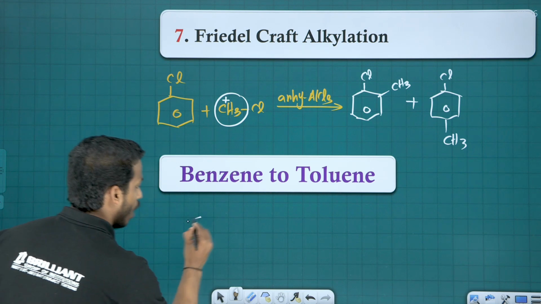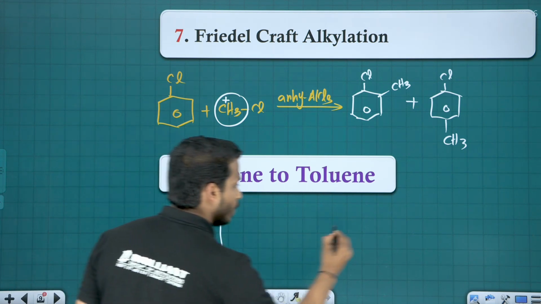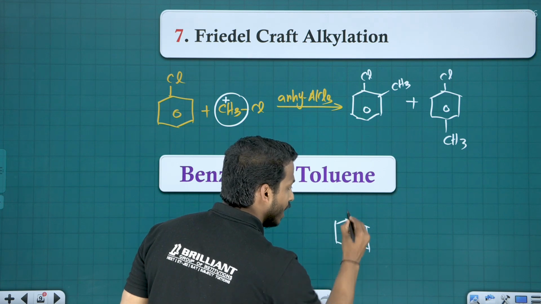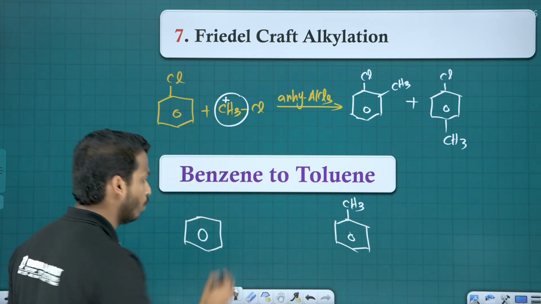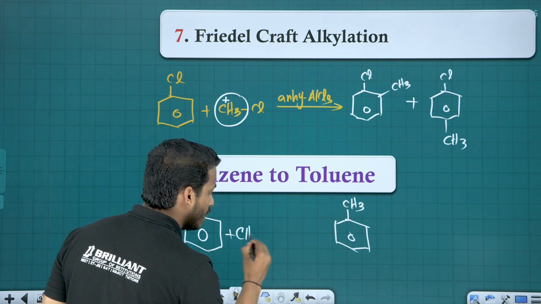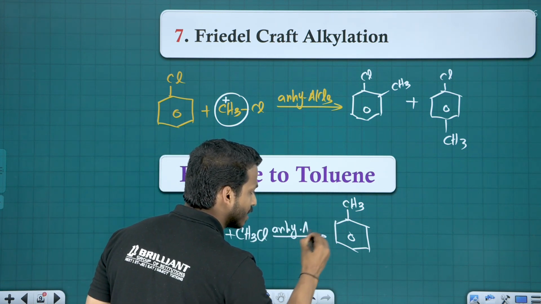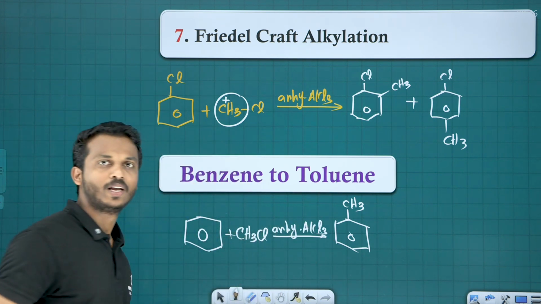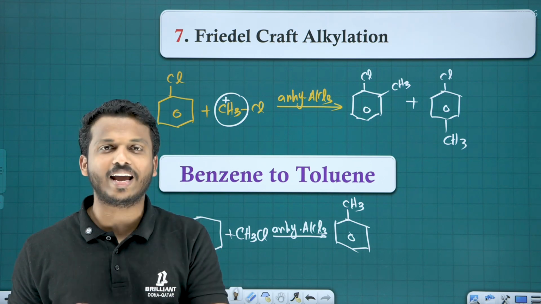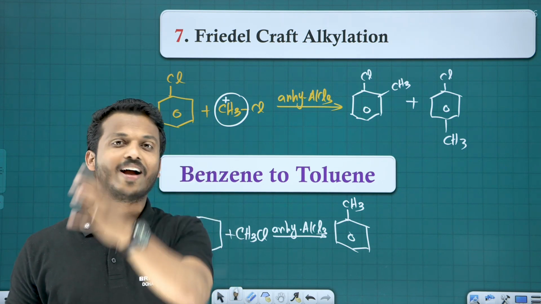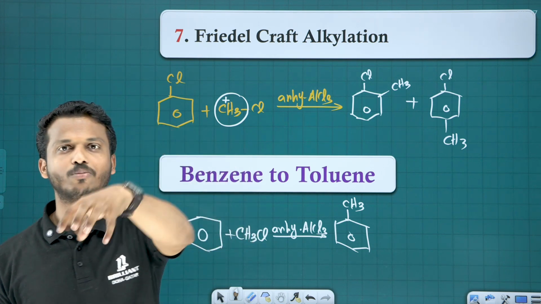For example, how will you convert benzene to toluene? What is the difference between benzene and toluene? One CH3, one alkyl group, we have to bring onto the benzene ring. So add alkyl group. If you want CH3, use CH3Cl in presence of the catalyst what? Anhydrous AlCl3. So Friedel-Crafts alkylation means addition of a haloalkane to what? In the presence of anhydrous AlCl3 to a benzene compound. The alkyl group comes to the benzene ring.